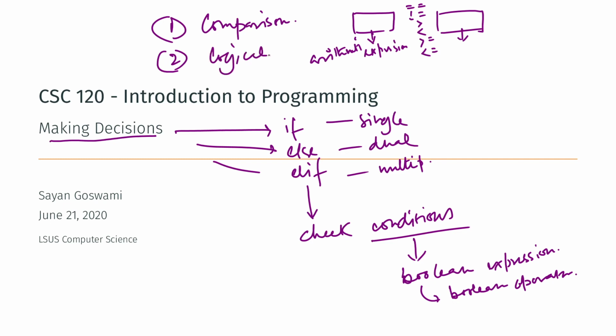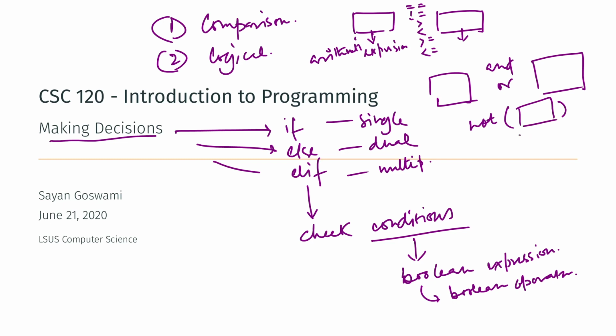The second type of Boolean operator is the logical operator, which is used to combine multiple comparison expressions. A logical operator will take one Boolean expression on the left and then use and or or to combine with another Boolean expression. There is also the not, which always occurs before the expression, and this sort of reverses the outcome of this expression.